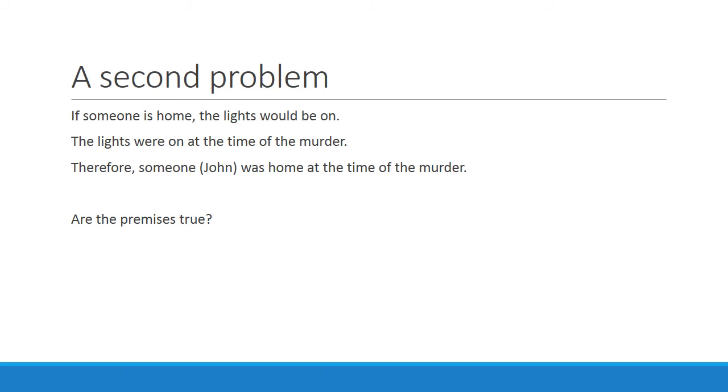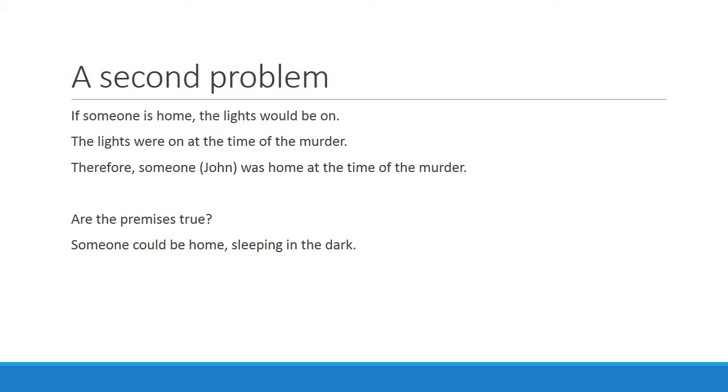Now we're just going to give the author the second premise, the lights were on at the time of the murder. This is an empirical question, which we would need some kind of evidence to establish, maybe a photograph of the house at the time. But let's look at that first one, the conditional statement, if someone is home, the lights would be on. Is that necessarily true? In my own home, we are often all home and all the lights are out because it's 3 a.m. and everybody's sleeping.